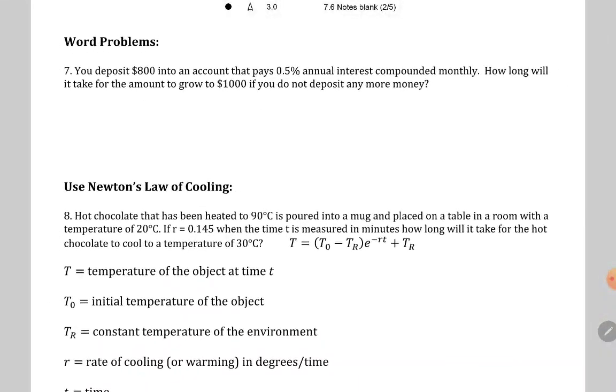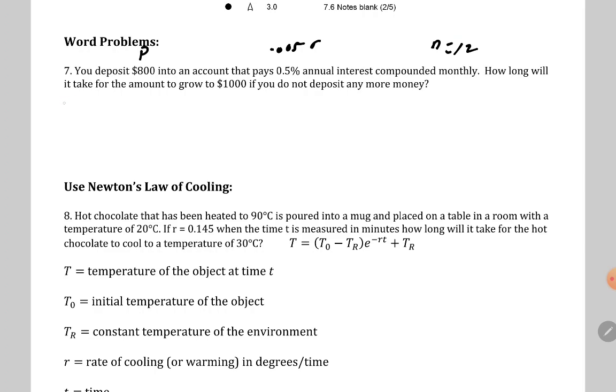Word problems. So you deposit $800 into an account. If you remember, this is our principal. That pays 0.5% annual interest, so 0.005 is our R value. Compounded monthly, so N equals 12. How long will it take for the amount to grow to $1,000 if you do not deposit any more money?